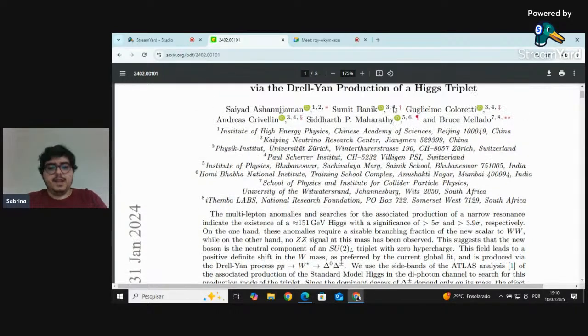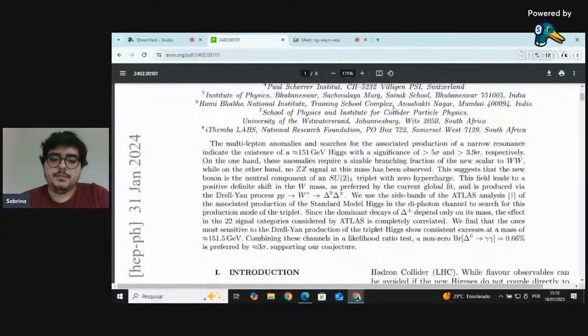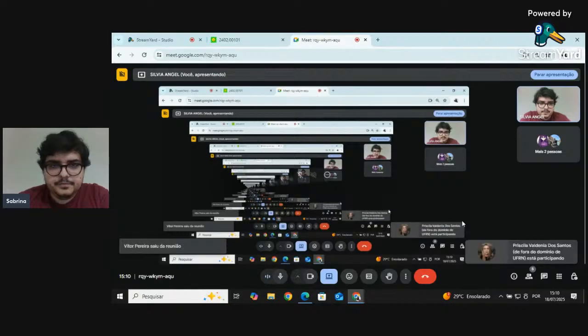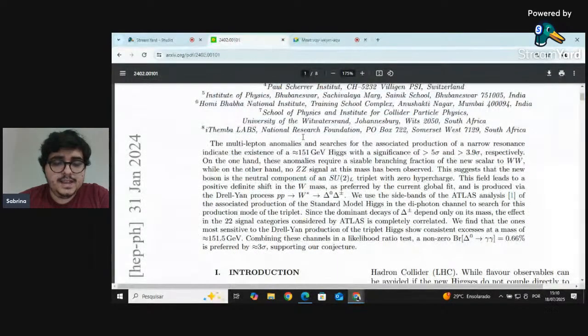So to explain this excess, the paper uses an extended model, which is the delta SM model, which includes a new scalar, a triplet scalar, and as we will see, this scalar needs to have a neutral component. That this neutral component could explain this anomaly.